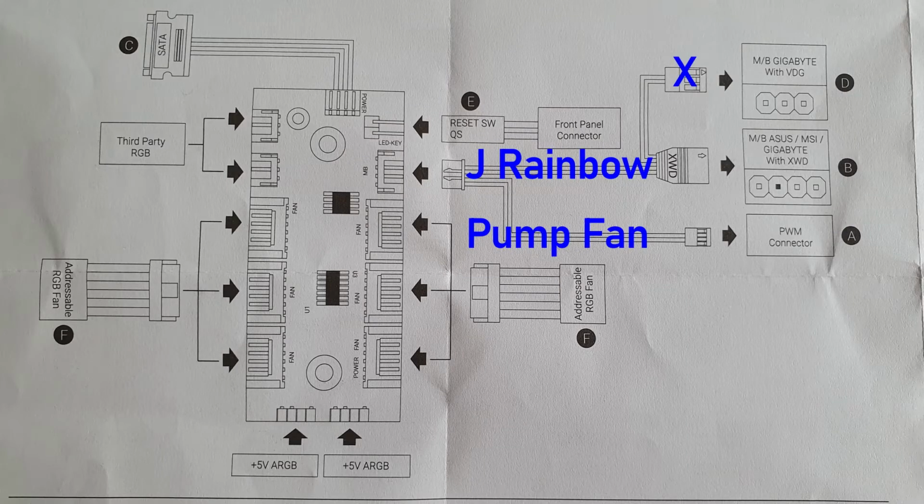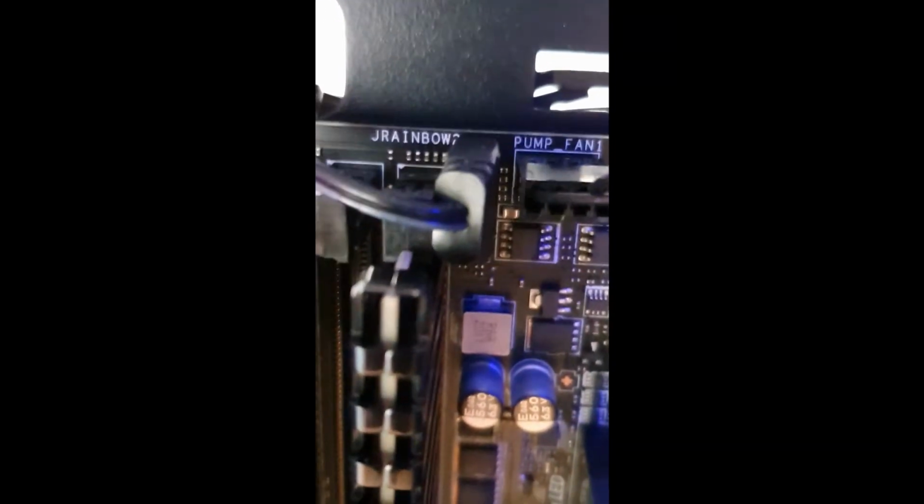Here's a diagram that comes with the case. It's not overly confusing, but I was a bit confused as to what to do. So I've annotated on the chart which cables you put into what. Of the plugs that go back in, one I've put into the pump fan of the motherboard, and the other one I put into the J Rainbow connector. The third point isn't used for an MSI, but I believe is used for a gigabit, but not relevant in this case.